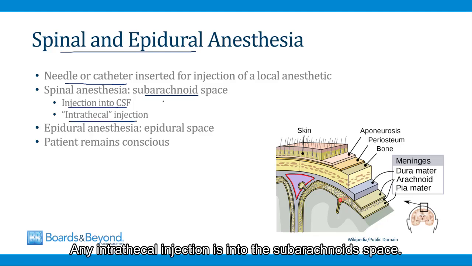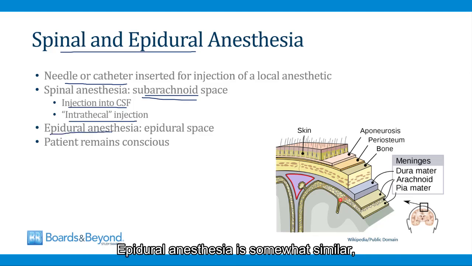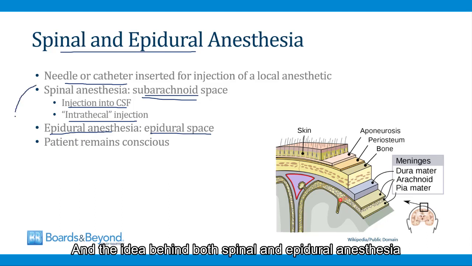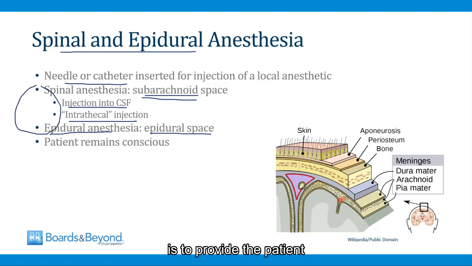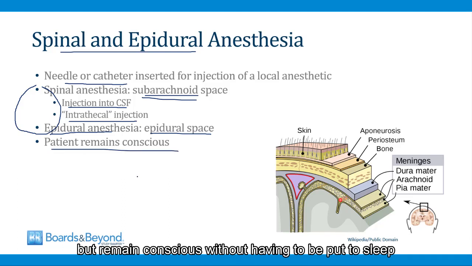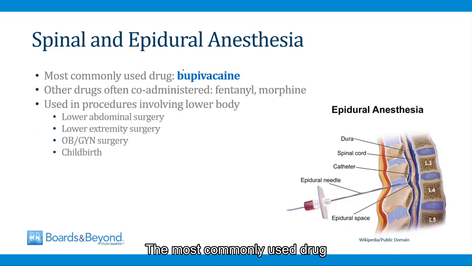Any intrathecal injection is into the subarachnoid space. Epidural anesthesia is somewhat similar, but this is an injection into the epidural space. And the idea behind both spinal and epidural anesthesia is to provide the patient an absence of pain sensation below the waist so that the patient can have surgery but remain conscious without having to be put to sleep by a general anesthetic. The most commonly used drug in spinal and epidural anesthesia is the local anesthetic bupivacaine.